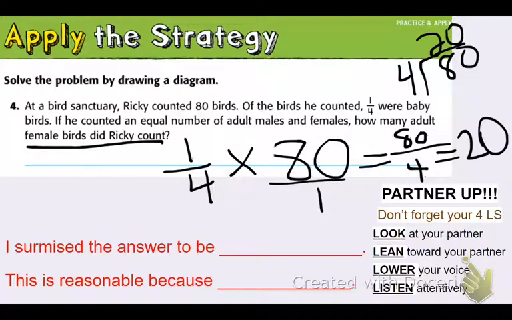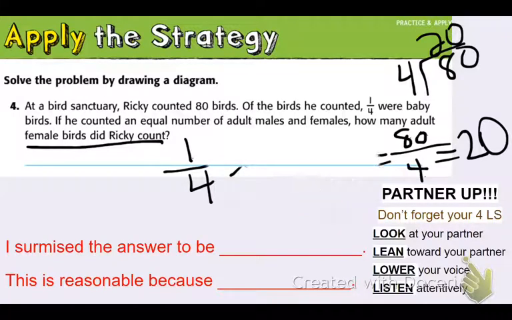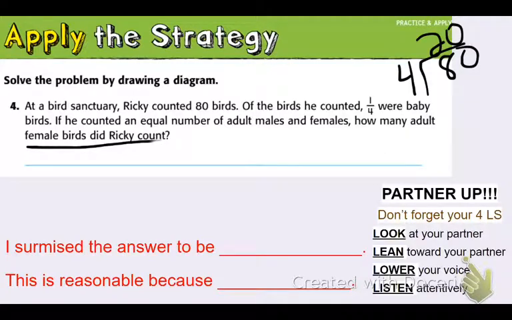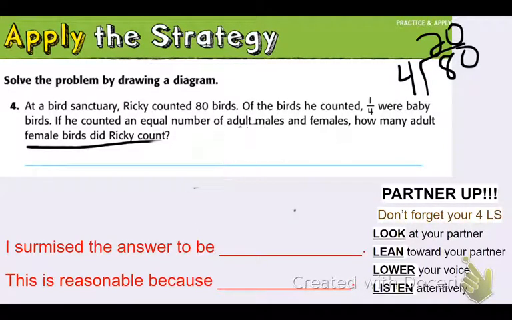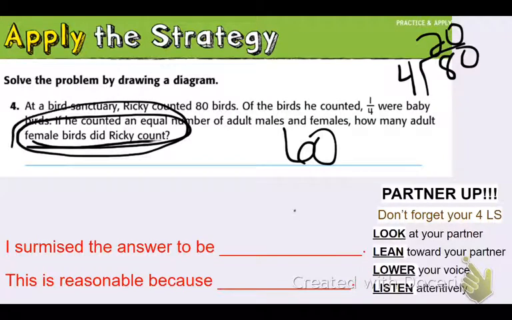So I know that out of the 80, 1/4 of the 80 were babies. And I just figured out that 20 are babies, or 1/4 is equal to 20. So 80 birds minus the 20 baby birds gives me 60 left. I have 60 birds that are not babies. But it's not asking how many are not babies. It wants to know how many of the 60 are female.